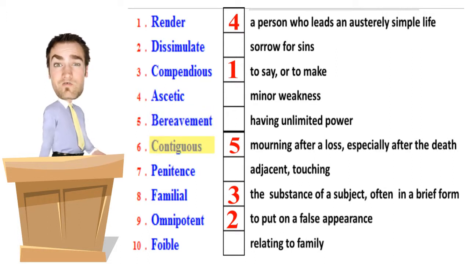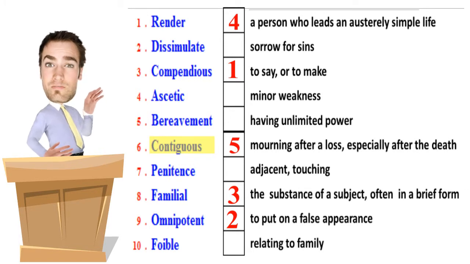Our next word is contiguous. That's a common word. I've seen it a lot on standardized tests. It means bordering, touching. For example, we talk about the contiguous 48 states. If you think about it, Alaska and Hawaii do not touch the mainland of the United States. The 48 states, they all touch each other. That's why we call them the contiguous states.